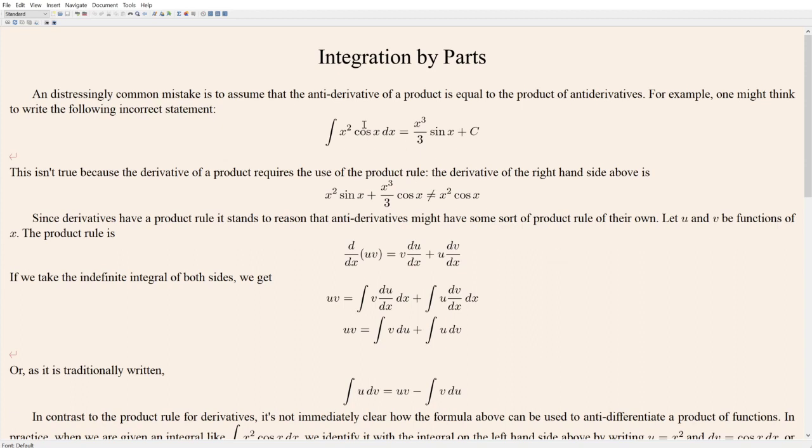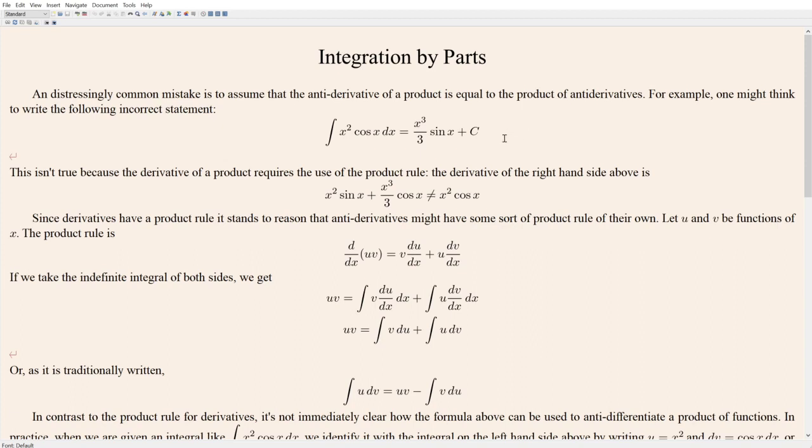Here is a mistake that I see all the time, every semester. Lots of people do it. I honest to God don't know why. There is this assumption that the antiderivative of a product, for example here, the antiderivative of x squared times cosine x, is just the product of the antiderivatives. So they'll take the antiderivative of x squared, x cubed over 3, and the antiderivative of cosine, sine, and just leave it there. So I want to emphasize that this is emphatically incorrect.